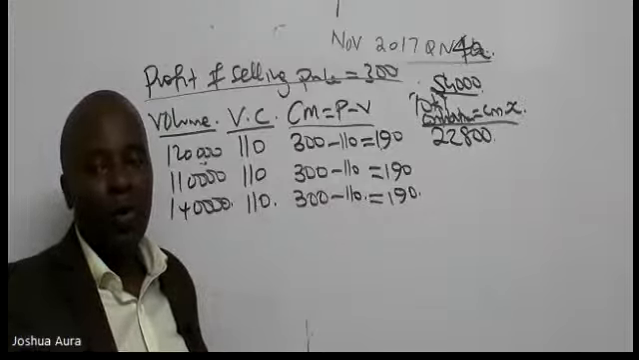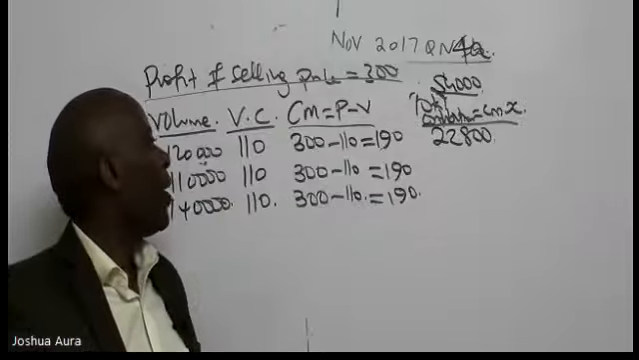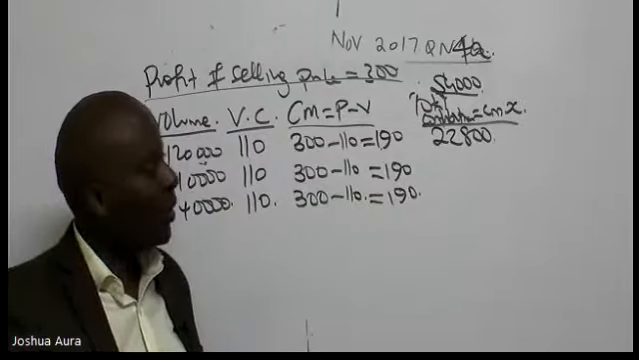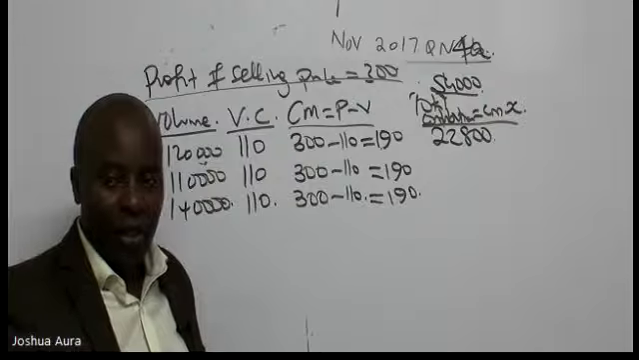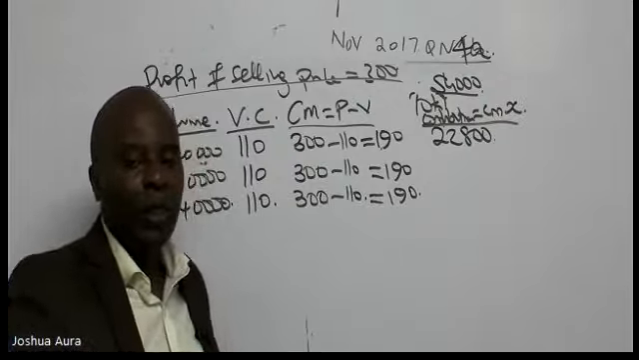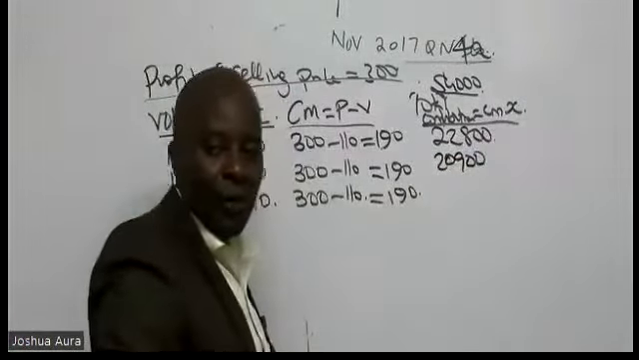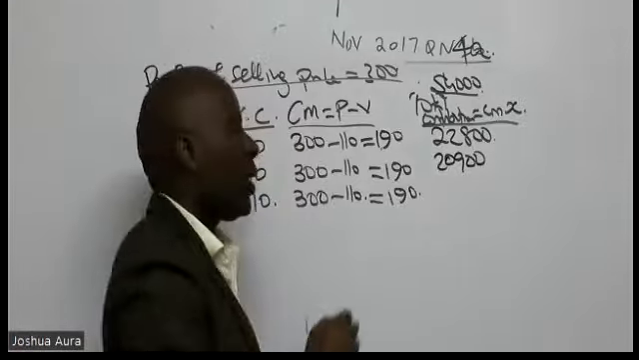The first figure, 190 times 120,000. That's okay. Great. Thank you very much. How about the second one? 2,900. Thank you so much. And then we have, ladies and gentlemen, the last one is 26,600.